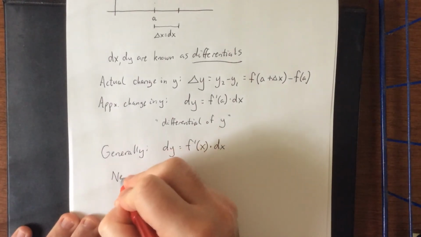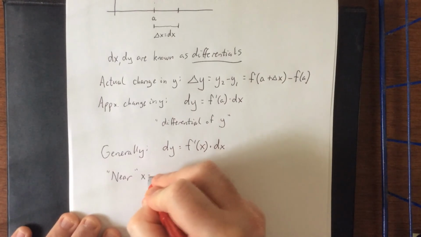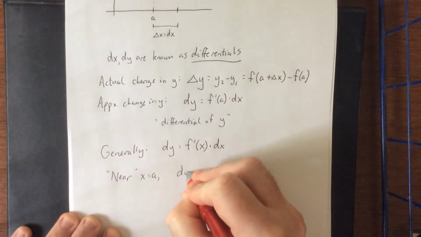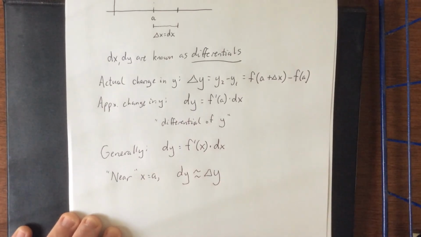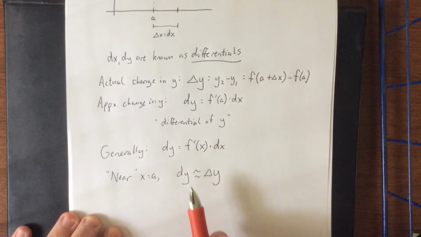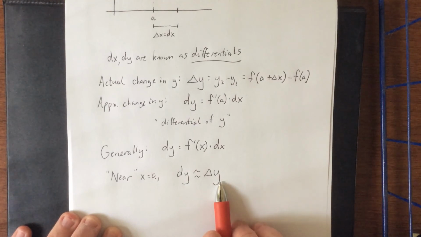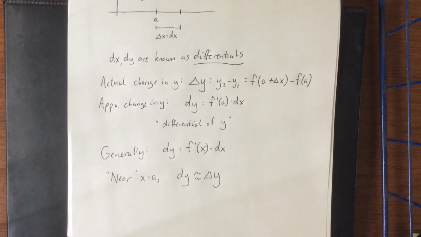So what we can also say is that near x equals a, dy is going to be approximately equal to delta y. And that's sort of the thing that we've been relying on this entire time, is that near a particular point, the tangent line is going to be approximately equal to the actual function. So we'll work through a couple of examples in the upcoming videos.